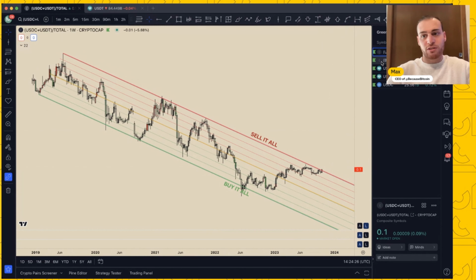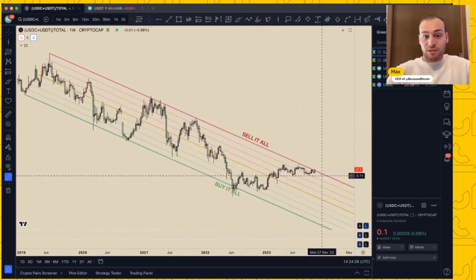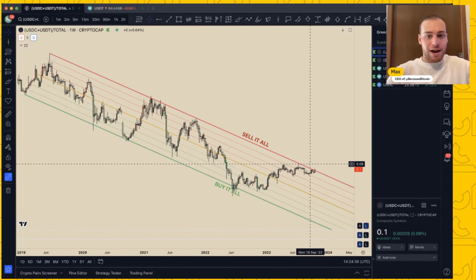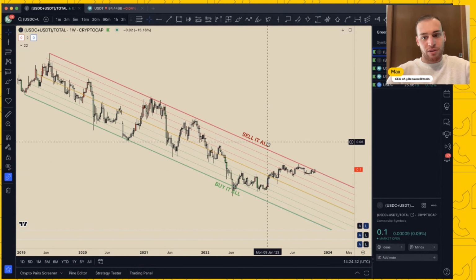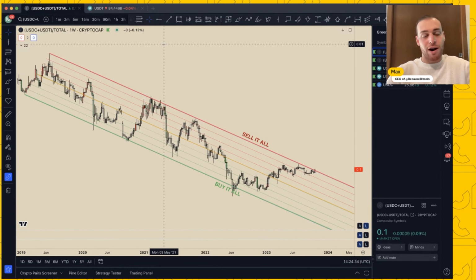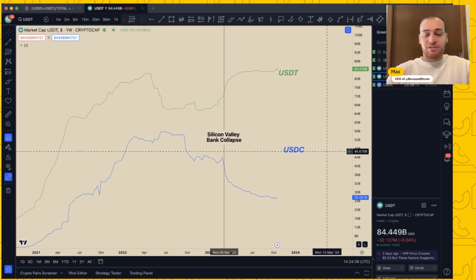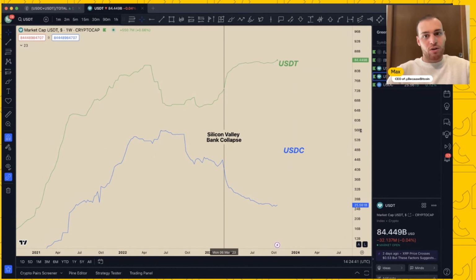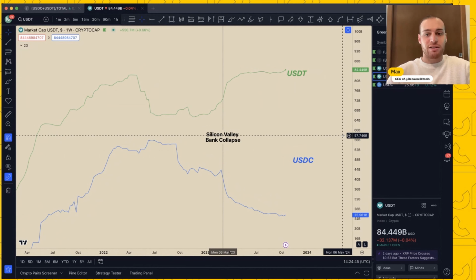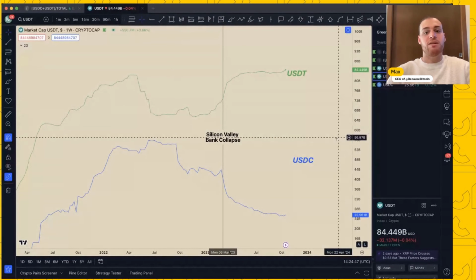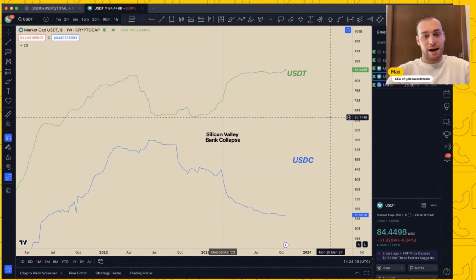with my tweet. So anyways, if this is still valid, I guess we are at the sell it all line. We've been here before. This could be the top, but I'm going to explain to you why I think it's invalidated. So this invalidation or potential invalidation, we don't know for sure yet, is sort of a lasting effect of what happened after the Silicon Valley Bank collapse.